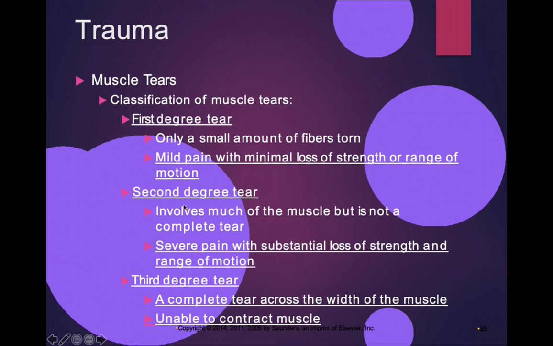The second degree involves much of the muscle, but again, it's not a complete tear. Now the pain is more severe, and there's a substantial loss of strength. Not minimal, substantial. And a substantial loss of range of motion. Now we could say it's a second degree tear.